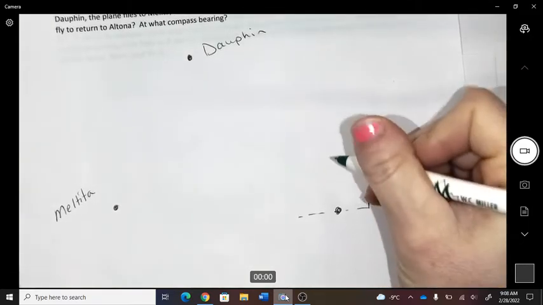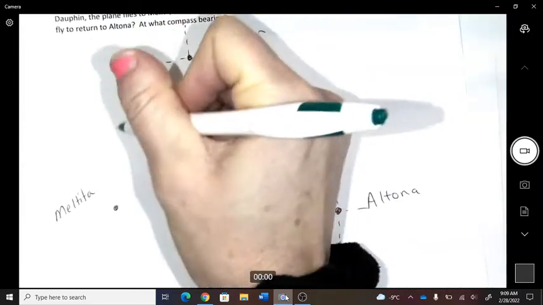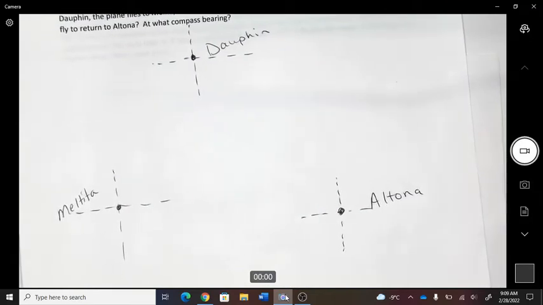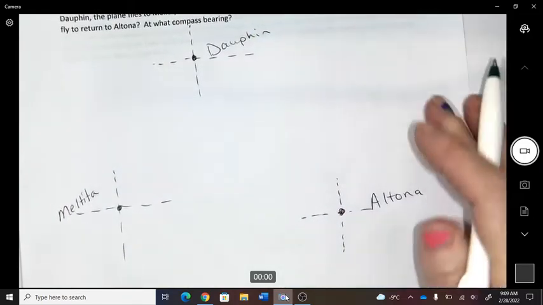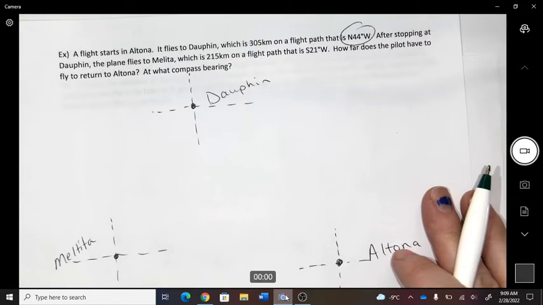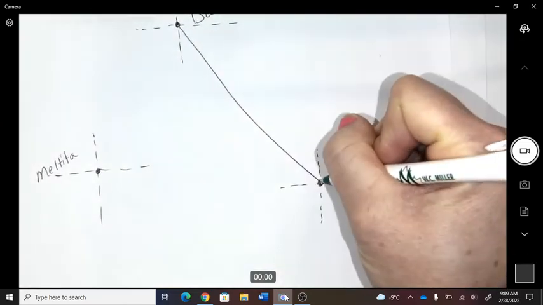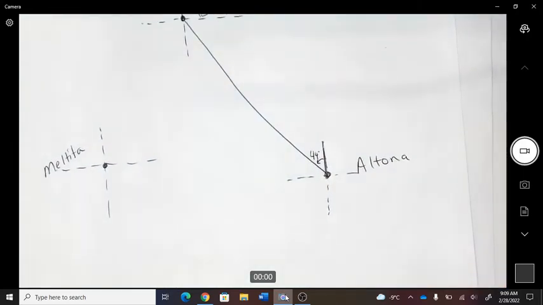Okay, at each corner, I'm going to draw a compass. Okay, so we are starting in Altona. We're going to head to Dauphin. The path is north 44 degrees west. So that's how I draw that kind of angle. North 44 degrees to the west.